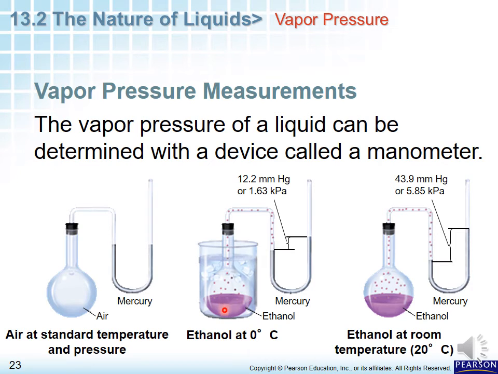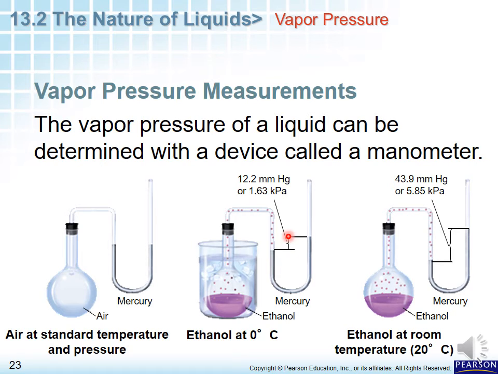So ethanol liquid becomes vapor, and then this vapor puts force on the mercury, so the mercury level in the next column is going to be raised up. Take the difference from column 1 to column 2, and this difference is called vapor pressure, which is in millimeters of mercury.